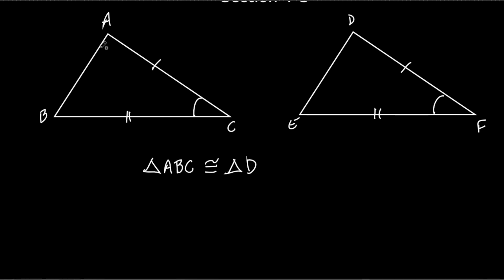Okay? The B is opposite the one tick mark. What's opposite the one tick mark over here? The E. So the E goes next. Now look at the C. The C is the one with the one arc. So which one over here has the one arc? The F. So the C and the F go together. Does that make sense?